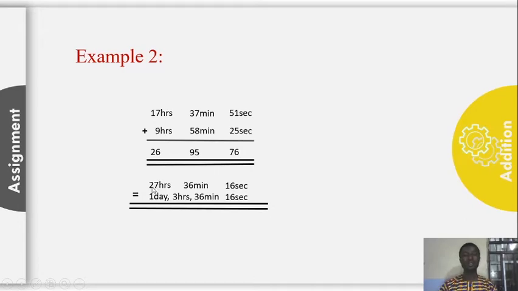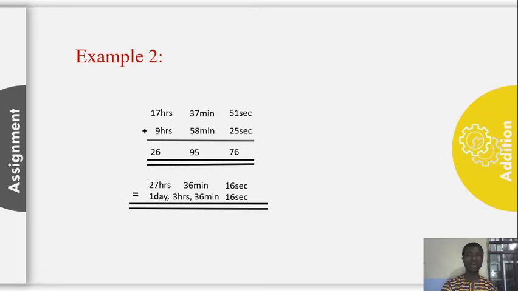So, to 26 hours. I mean to say 26 hours. So, when you add the 1 hour you moved away from the minute, you add the 1 hour to 26, you will now have 27 hours. 27 hours. But then, how many hours make 1 day?